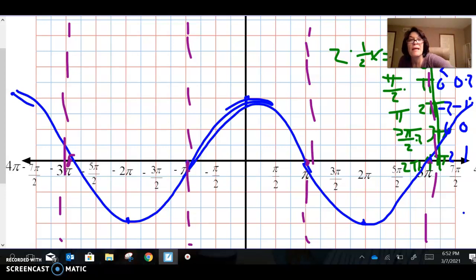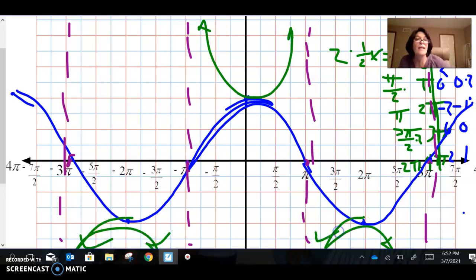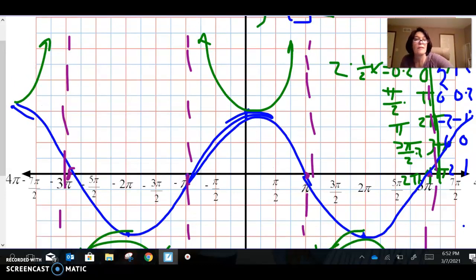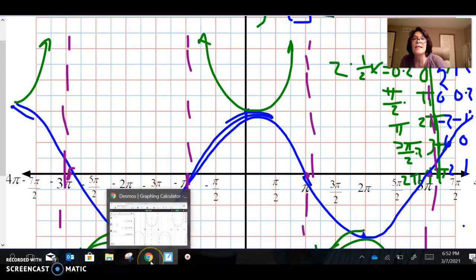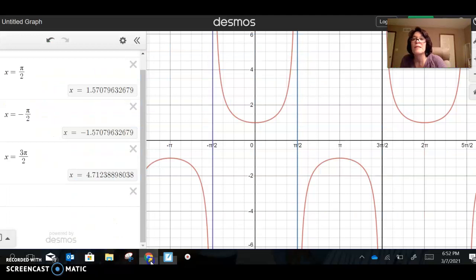And then I'm going to make my parabolas either going up or down, depending on if I'm 1 or -1. Right here would be a parabola if I could draw it. Do you see it? So let's do it on Desmos so that you can see it a little better.